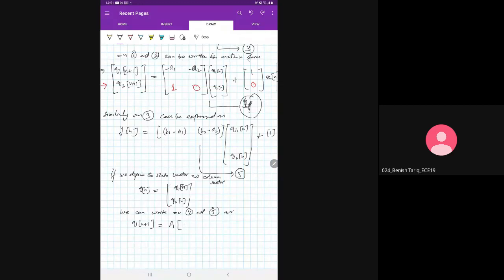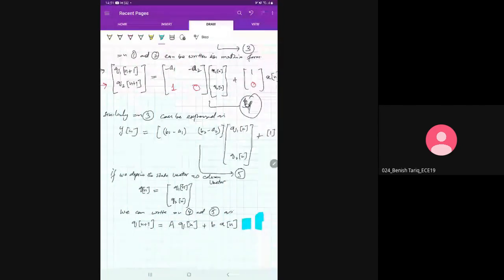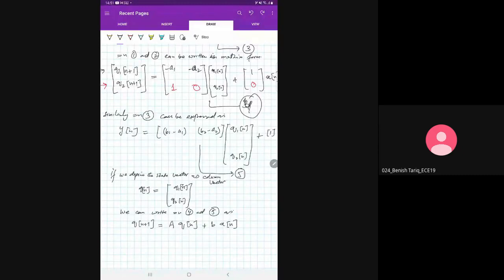So I'll write it like this: it is q of n. Similarly, I'll write b times x of n. What is b? B is nothing but this vector. So b of x of n. Let us call this equation 6 now.